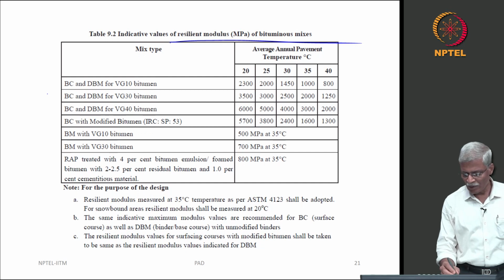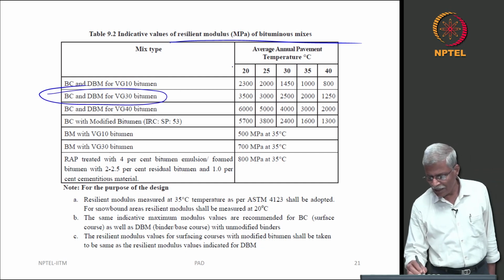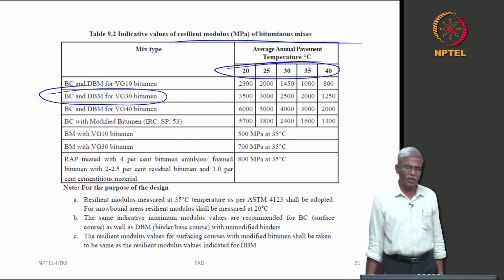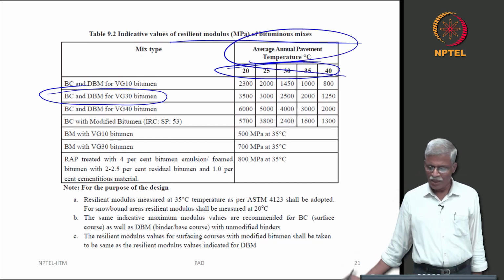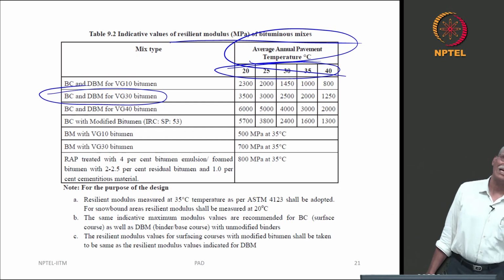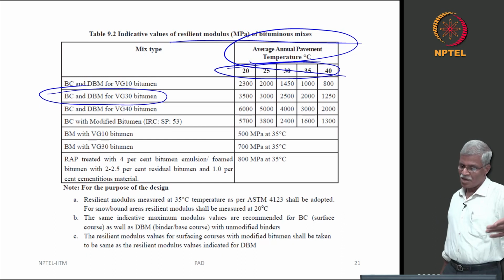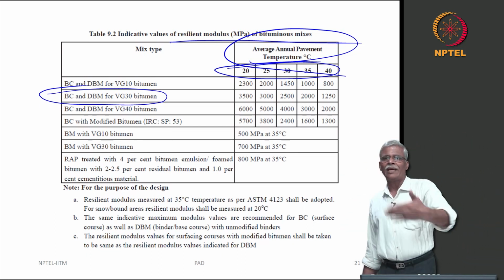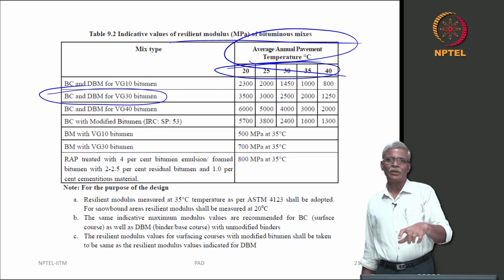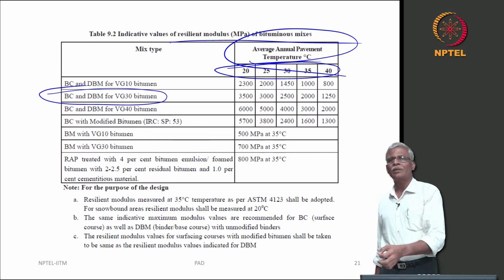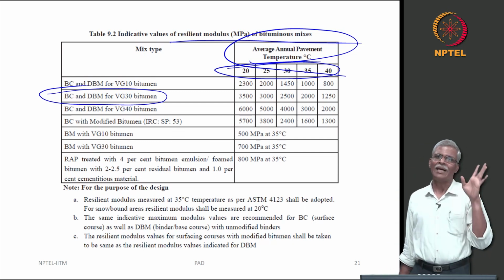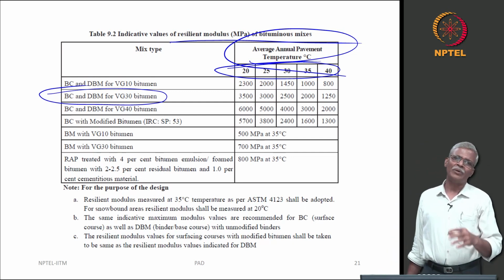So, for instance, let us take a look at VG30 bitumen. There are temperatures that are given here, 20, 25, 30, 35 and 40, and they also tell you that this is the average annual pavement temperature. Now, this is a very important assumption that they make, that it is the average annual pavement temperature. Again, I am talking more from the general perspective of pavement design. So, I will not get into the detail about how this average annual pavement temperature is computed, but what they are telling you is to take an average value, and they also give you tentative guidelines here.